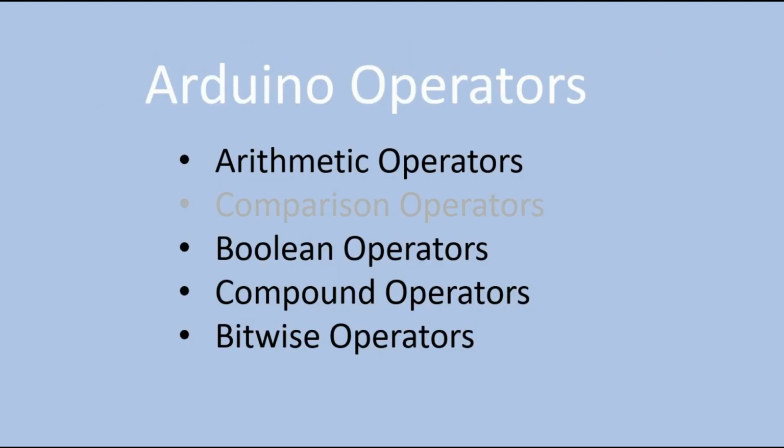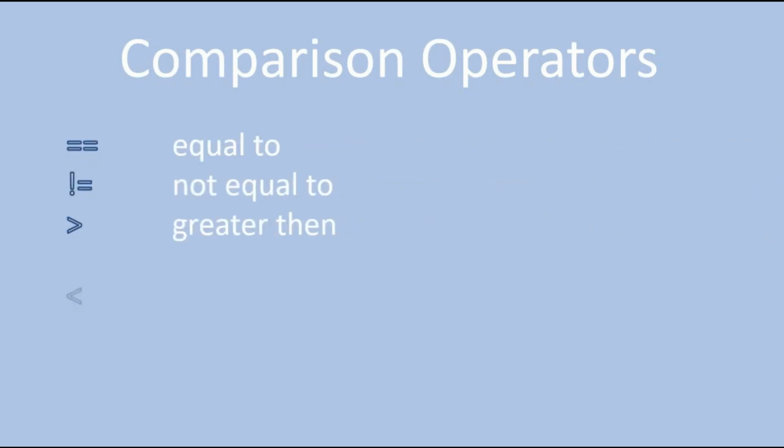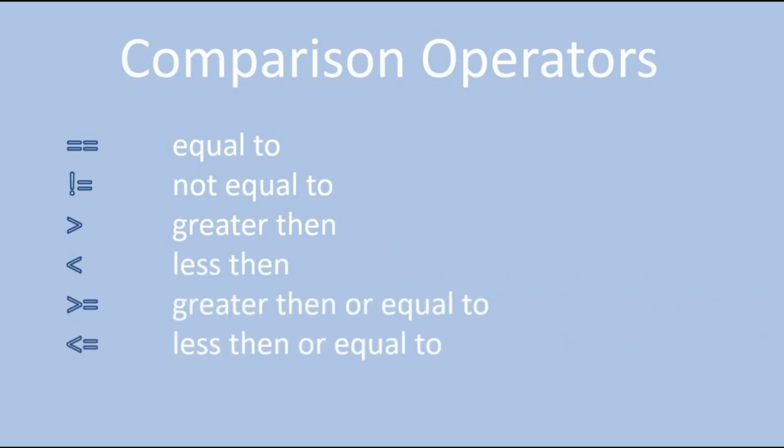Now let's look at the comparison operators. There is a handful of them. We have equal to, not equal to, greater than, less than, greater than or equal to, less than or equal to. We mostly use those operators in conditional statements like if, while, for, switch. Let's do a quick demonstration.